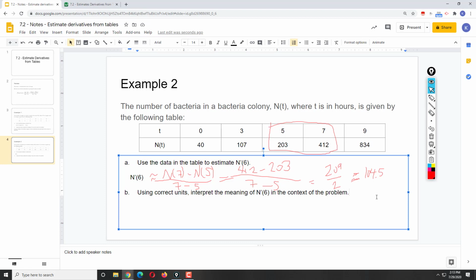Part B, using correct units, interpret the meaning of N prime of 6 in the context of the problem. So N prime of 6 is going to be the rate of change of N, which is the number of bacteria, with respect to t, which is time in hours. It's going to be 104.5 bacteria per hour. So the bacteria is growing at a rate of about 100 bacteria per hour when t equals 6 hours. Okay, that's it.